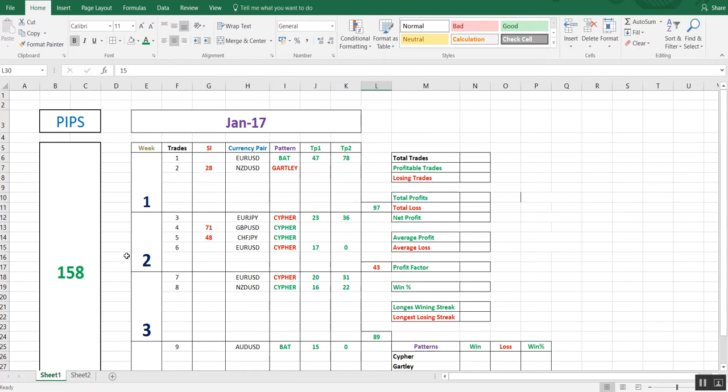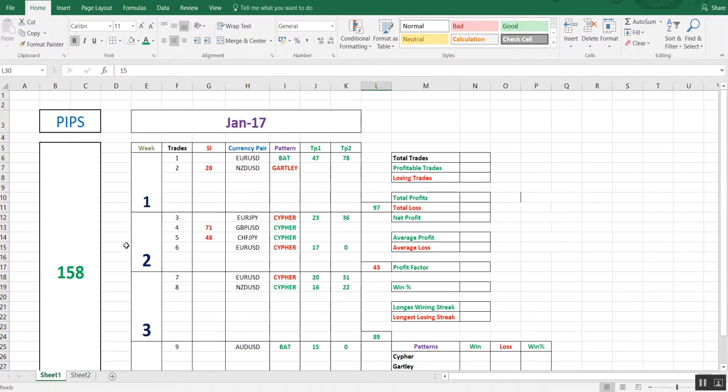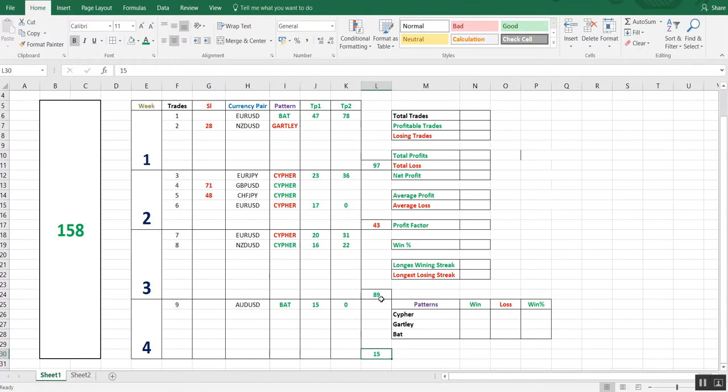As you guys have seen already, the first week was a great week, only taking a couple of trades. I had a winner and a loser, but we still ended up making 97 pips. And the second week we gave something back to the market, but then last week we made a little bit of a comeback as well. We made 89 pips with the two trades that we took.